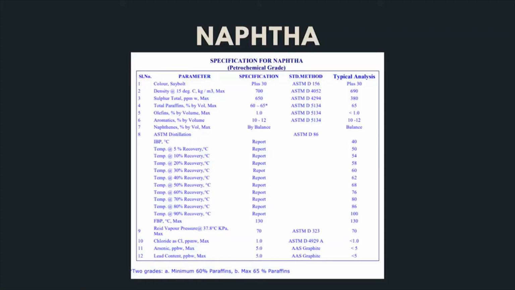Now let's see the specification of naphtha. The important specification is the ASTM distillation. This is a comprehensive test where the sample is taken and allowed to get vaporized, and finally the condensed liquid is collected in a measuring jar. At different percentages of liquid collected, the temperature is noted down, and this is essential for the petrochemical industry to know the exact composition of naphtha. Here the Reid vapor pressure is also very important. Then of course there are other properties.